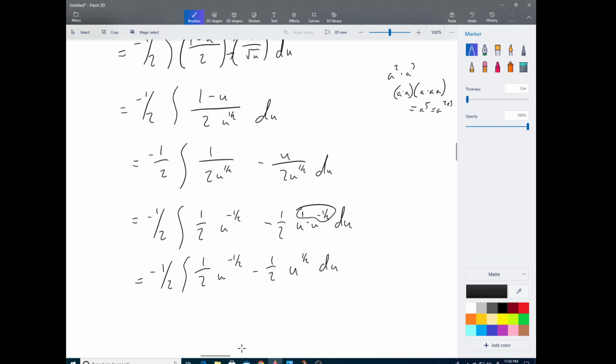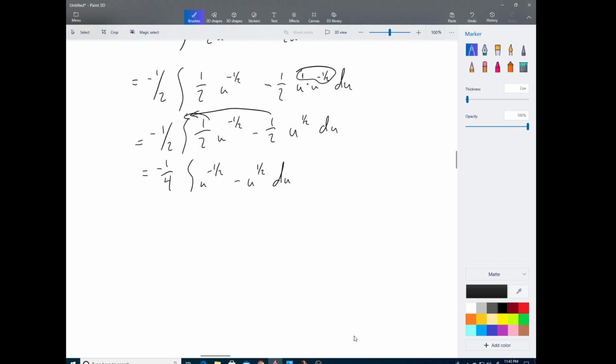Alright, now I've got everything in power form. It's fantastic. I'm going to go ahead and pull out that 1/2 because I've got it in both. I'm going to factor that out and I get negative 1/4 times u to the negative half minus u to the positive half. And that's as simple as you'll be able to get your integral. Now we can take the integral. All of that was just algebra just to get ready to take the integral.